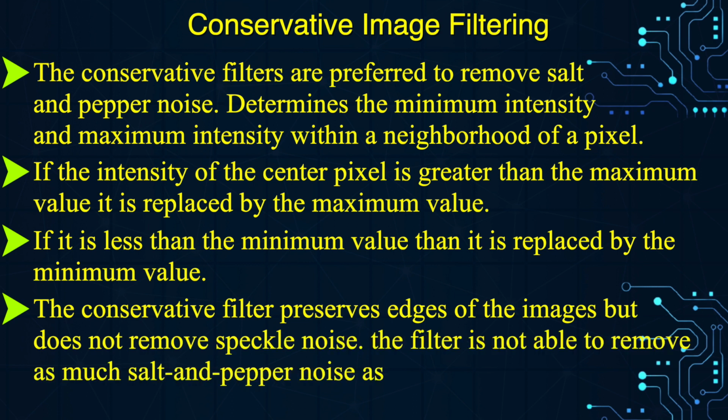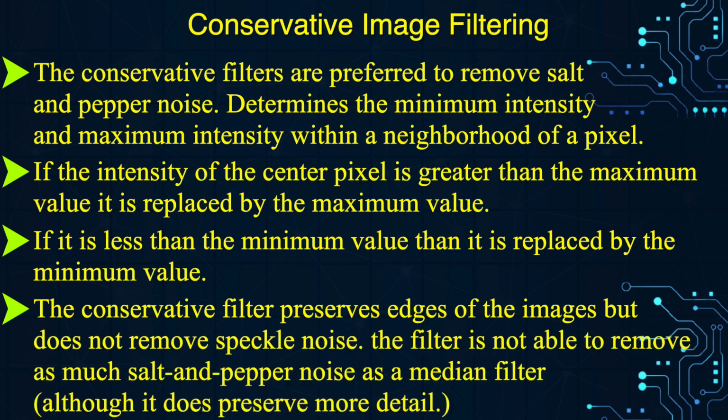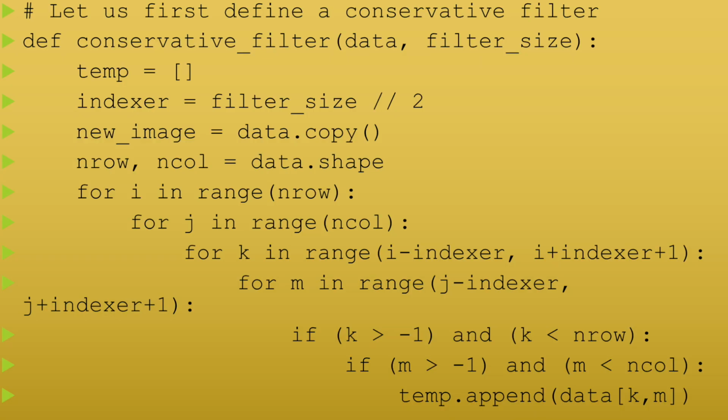The conservative filter preserves the edges of the image, but does not remove noise like speckle. The filter is not able to remove salt and pepper noise either, but it is a very nice filter. Let us first define the conservative filter. So here I am defining my own function. For defining a function, you have to use the def command, then conservative filter, then data, which is the image data, and then filter size. I am taking one temporary variable, an indexer.